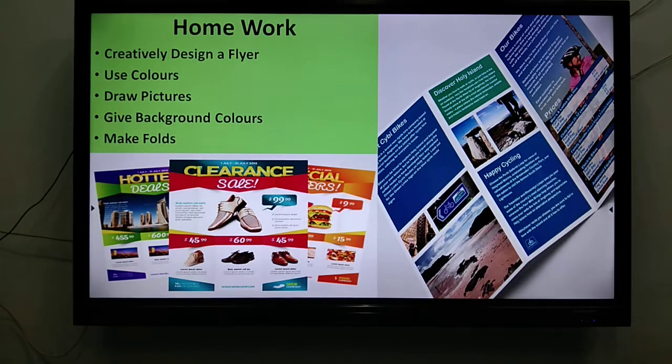Now please make or design a flyer very, very creatively. It should be colorful. Take pictures of it and send it to me.